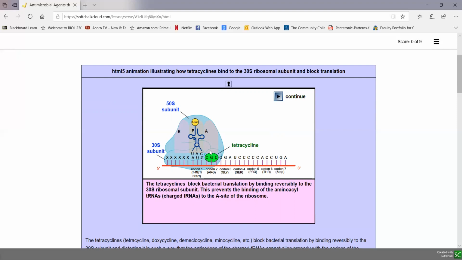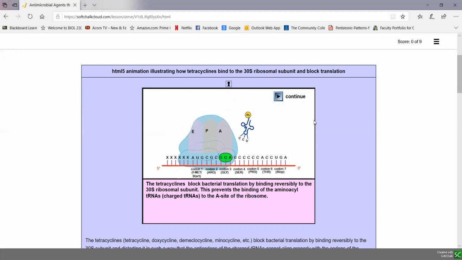But by the drug binding to the 30S ribosomal subunit here, it prevents the transfer RNAs that are coming in from getting close enough to form hydrogen bonds with the codon. So as a result, the transfer RNA doesn't insert any amino acids. The anticodon of the transfer RNA can't hydrogen bond with the codon on the messenger RNA, as we see here. So again, the GCG can't get close enough to hydrogen bond to the CGC, so as a result, no amino acids are inserted.